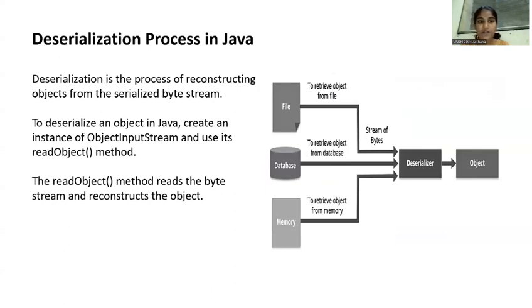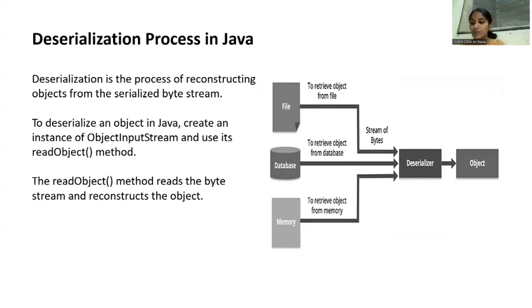And next is the deserialization process in Java. Now let us know this. It is completely opposite to serialization. Here we are converting a byte stream into Java objects. To deserialize an object in Java, we need to create an instance of ObjectInputStream. In serialization, we use ObjectOutputStream. Here we use ObjectInputStream in deserialization and use its readObject method.